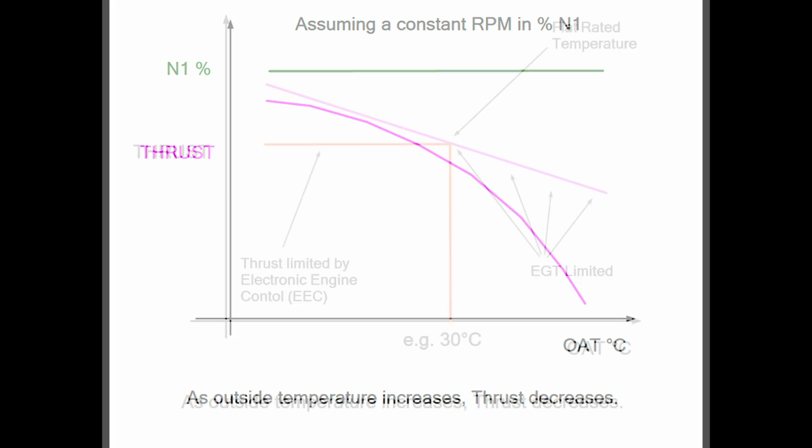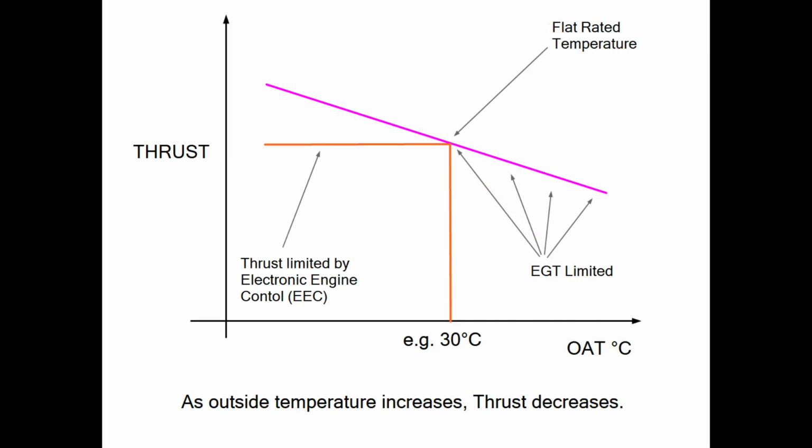So what does that mean? It simply means that up to the so-called flat rated temperature, the thrust is limited electronically by the electronic engine control unit. And so you can say that up to the flat rated temperature, the thrust is being kept constant, and that is for mechanical limitation reasons, i.e. the maximum allowable pressure in the compressor area, or to prevent a stall of the airflow going through the engine.